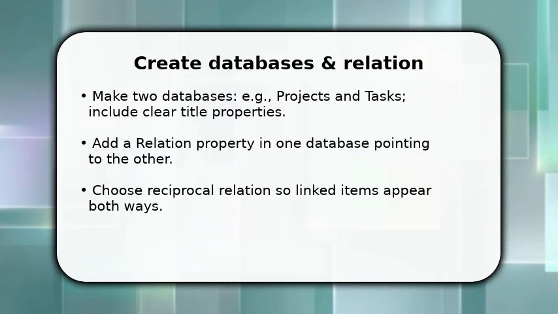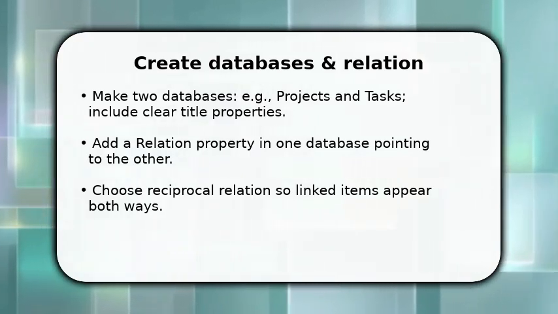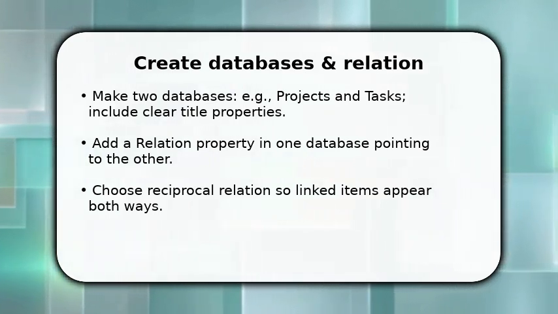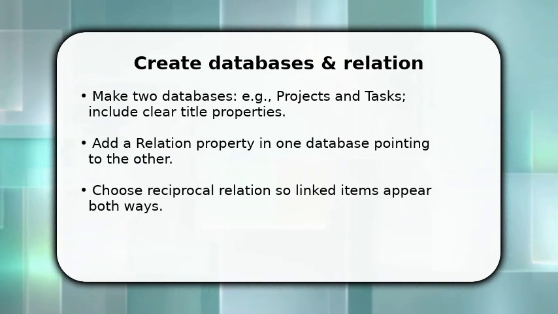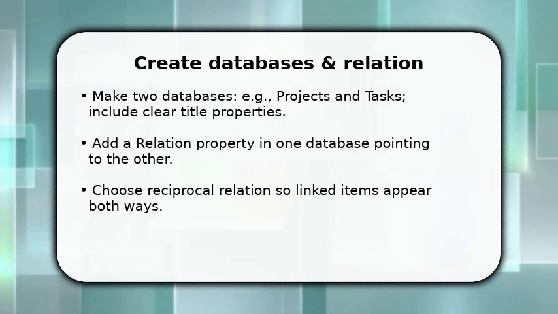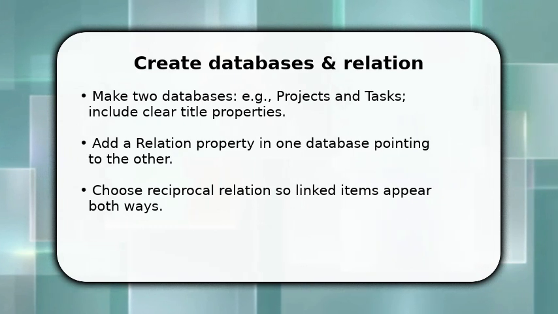You'll start by preparing two databases that will be linked, for example, projects and tasks. Create a relation property in tasks and point it to projects, then enable the reciprocal option so projects shows linked tasks. Once done, add a few sample rows in each database to test the connection. This helps you verify the link immediately.